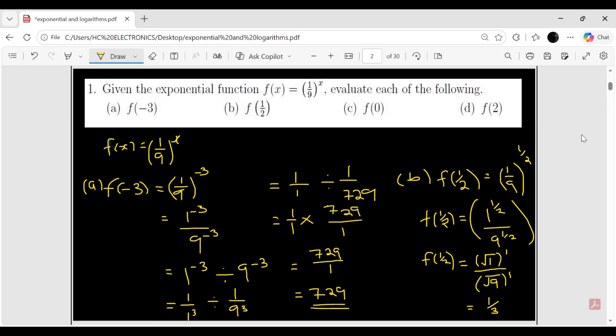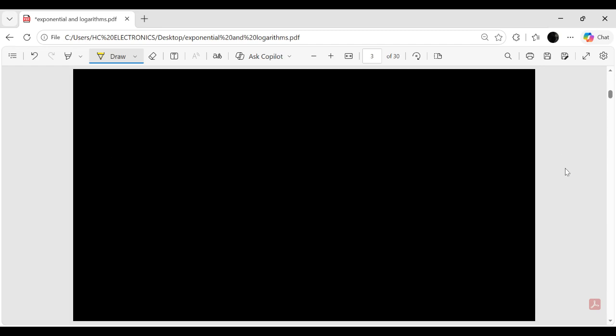Now, for C, it is f of 0. C is just f of 0, so f of 0 is equal to 1 over 9 to the power, where those x have been replaced with 0. As a result, I know that any number raised to power 0, and since this is in brackets, this is just the same as one number, so any number raised to power 0 is 1.